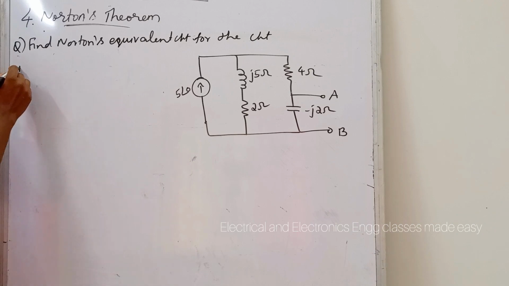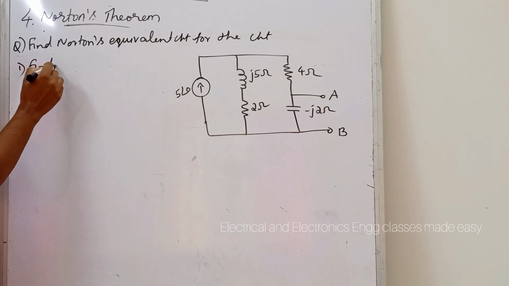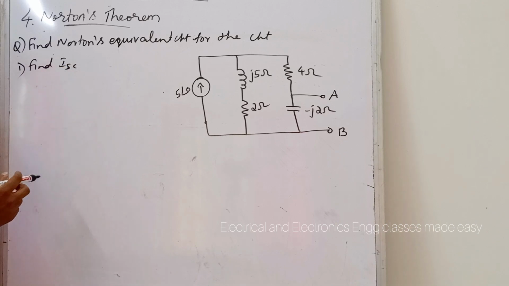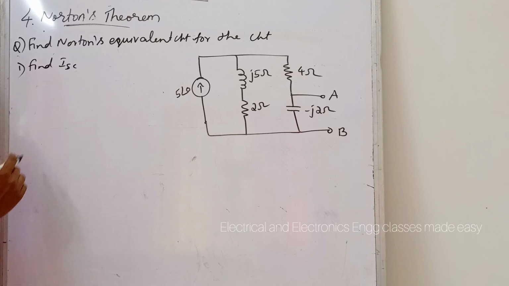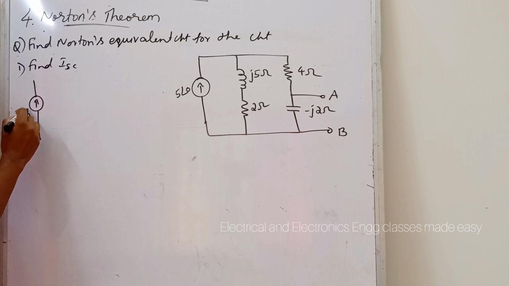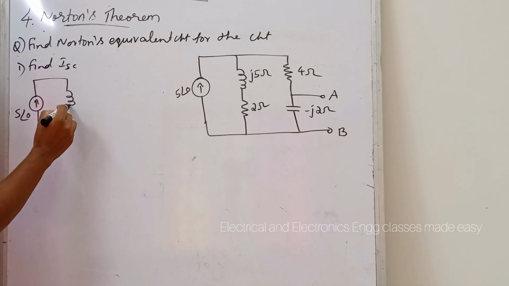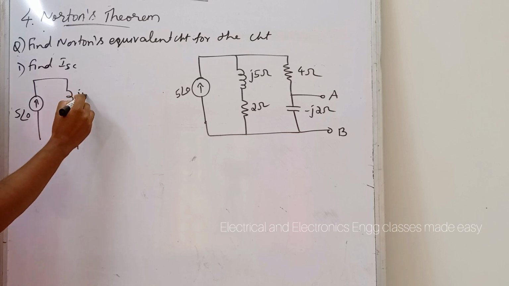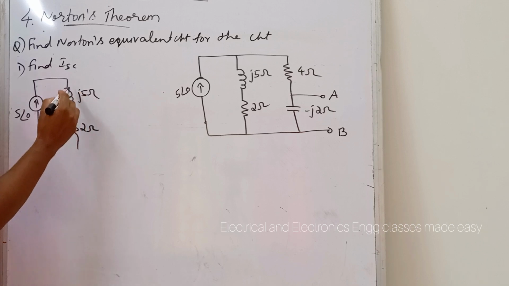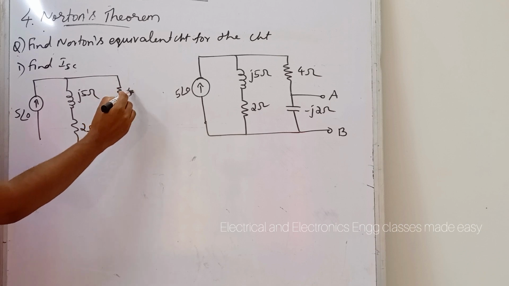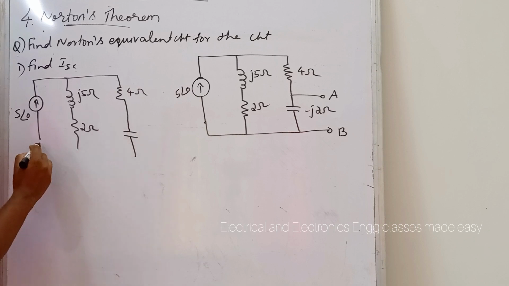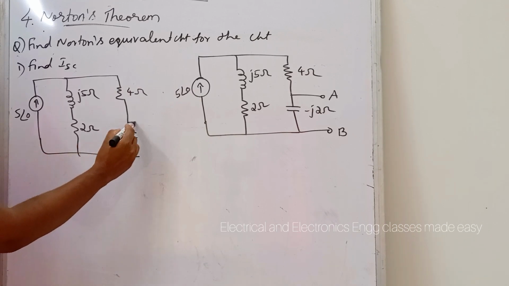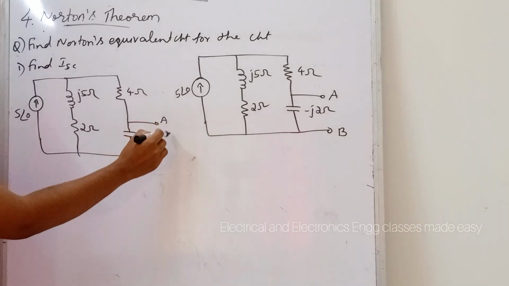For that our first step is to find ISC, that is, find the short circuit current. For that, short circuit the terminals A, B. So redraw the circuit diagram. So this is 5 angle 0 current source. Then this is J5 ohm, this is 2 ohm, and this is 4 ohm resistor. Then the capacitor, then the terminals A, B.